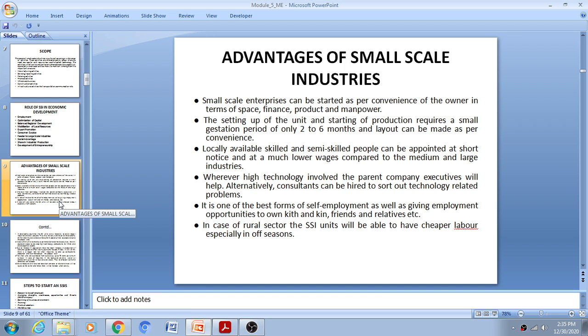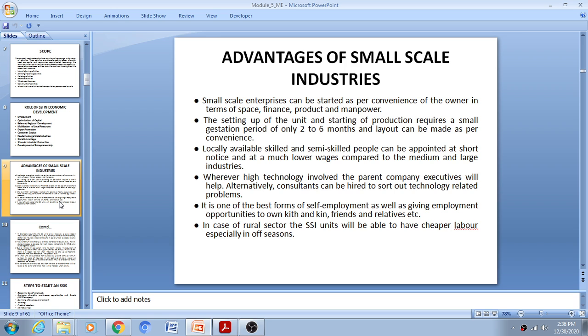Now, so today in our class, we shall look into the advantages of small-scale industries. The first advantage is small-scale enterprises can be started as per convenience of the owner in terms of space, finance, product, and manpower.